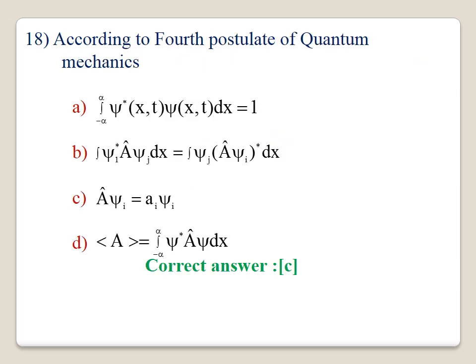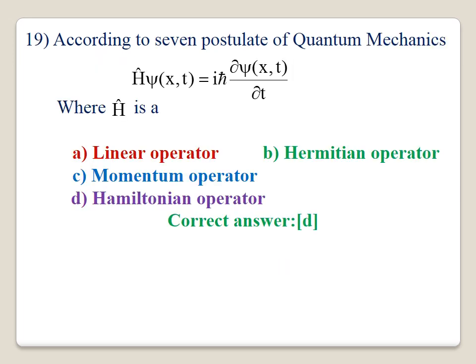Question number 18. According to the fourth postulate of quantum mechanics, the fourth postulate of quantum mechanics explains the eigen equation. The eigen equation is operator A on psi equal to a i into psi i. This is the correct answer for the question 18. Correct answer is C.